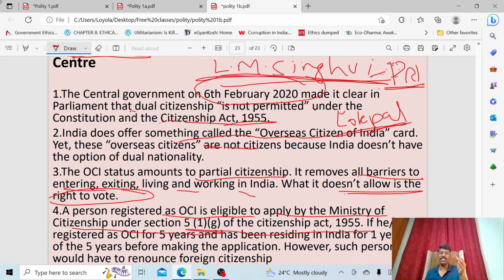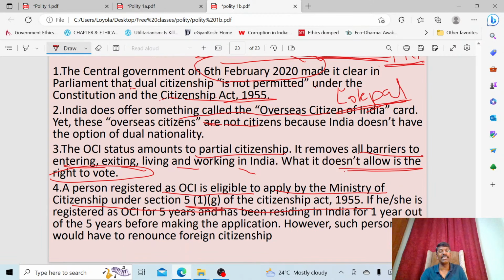So if he is registered as an OCI for 5 years at a stretch and has resided in India for 1 year out of those 5 years before making the application, and that person is ready to renounce his citizenship in the foreign country, he is eligible to get Indian citizenship. He can get it back. So this is the most important thing we need to keep in mind.